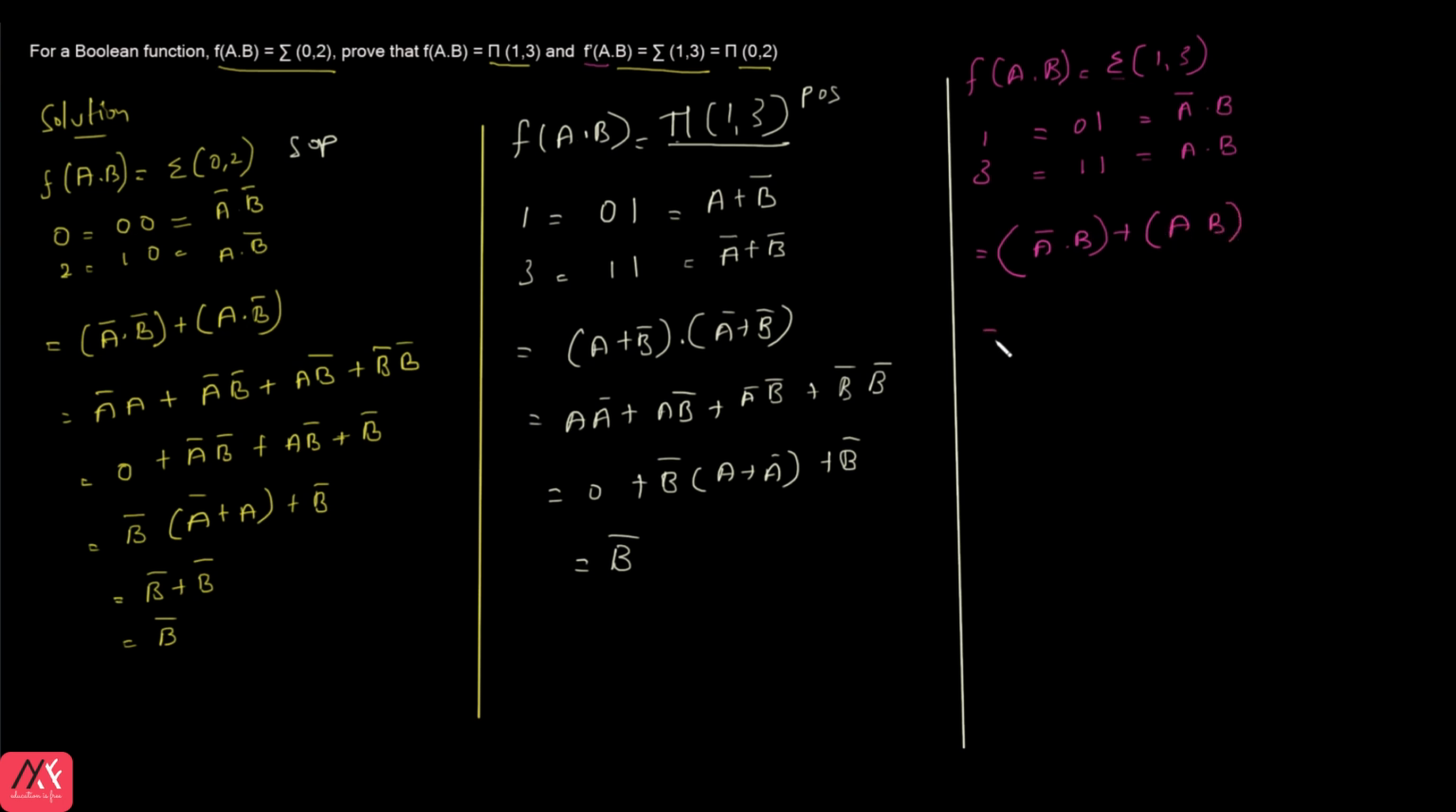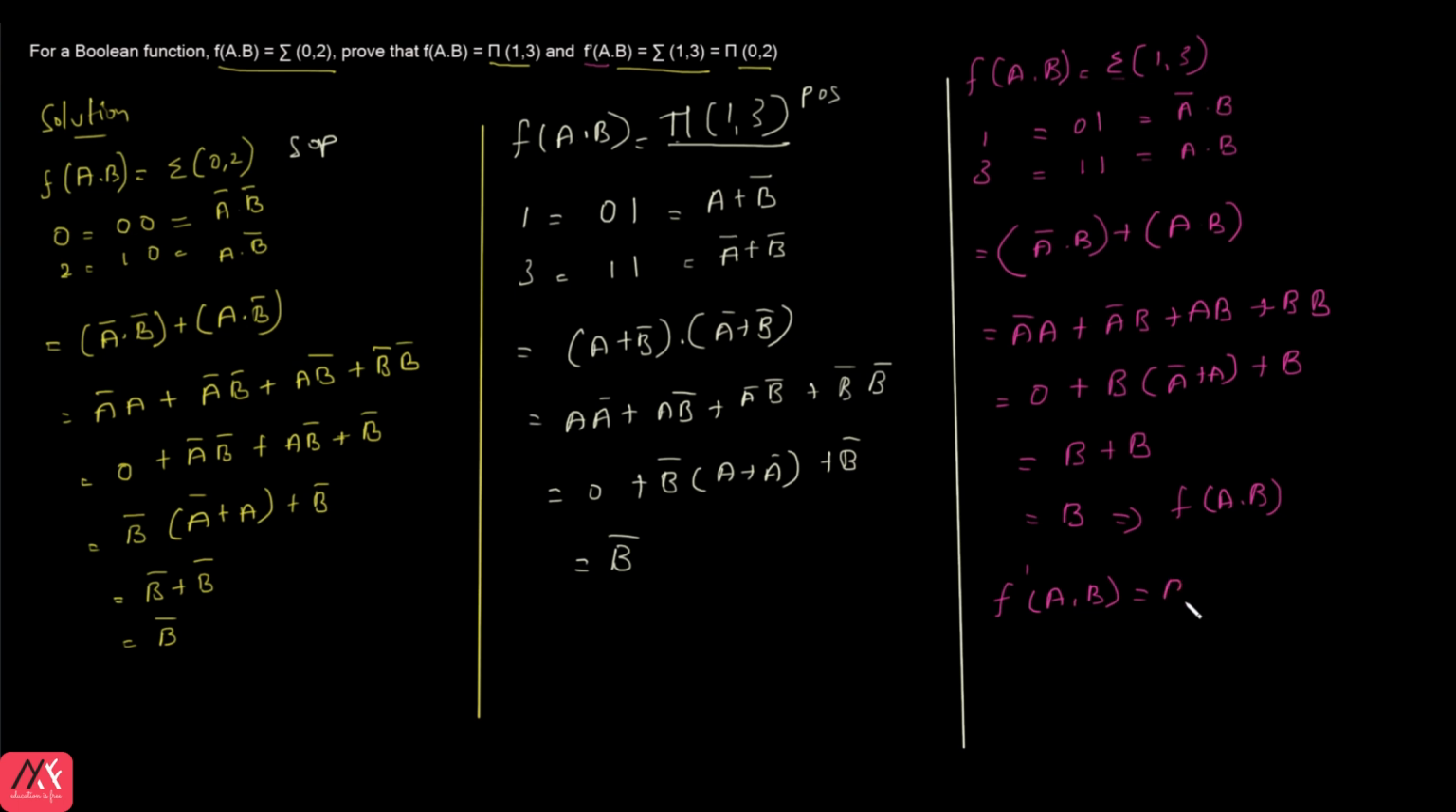Now what happens if you apply distributive law? A bar a plus a bar b plus a b plus b b. Now you can see that a bar a has to be 0. You can take b commonly outside from the middle two terms, giving a plus a bar, and a plus b b becomes b. What about a bar plus a? It has to be 1. So this simplifies to b plus b, which is equal to b. So this is actually f of a, b. We need f dash of a, b, so f dash of a, b is equal to b bar.